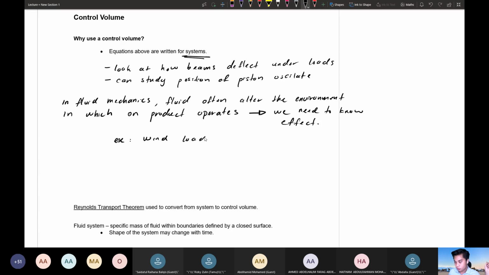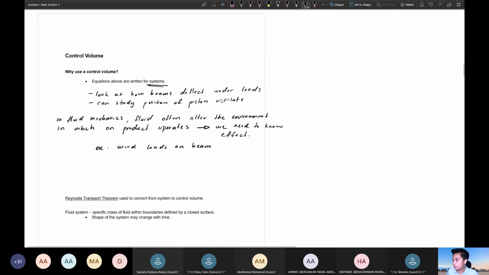So for example, wind loads on a beam. Can you give an example of wind loads on a beam? Anyone? Have you ever encountered this issue, the wind load on a wing? For example, I give you the crane. We have the crane, I believe you know, the lifting crane. What do you think are the factors that affect the stability of the lifting crane?